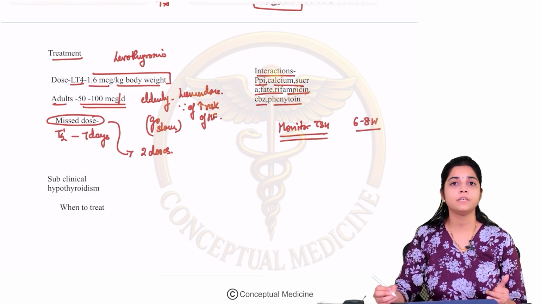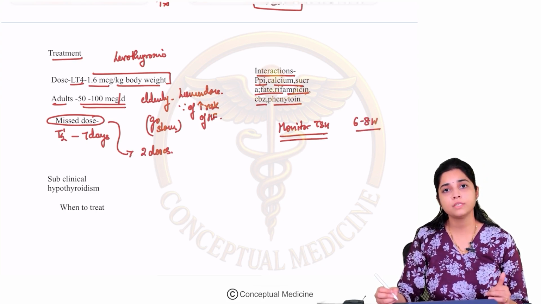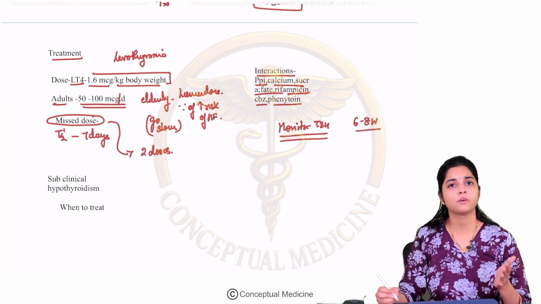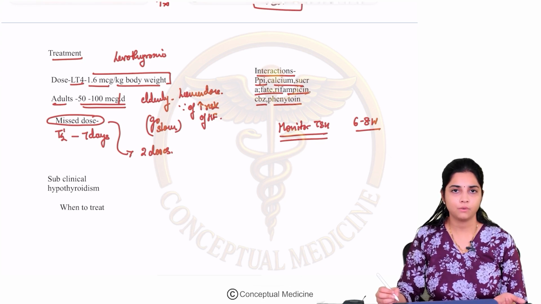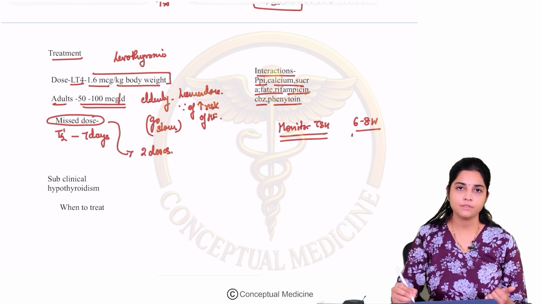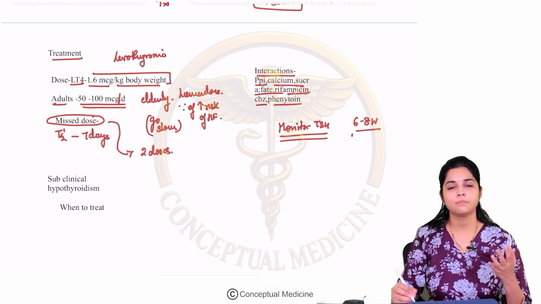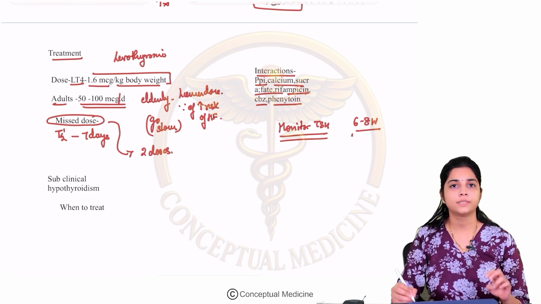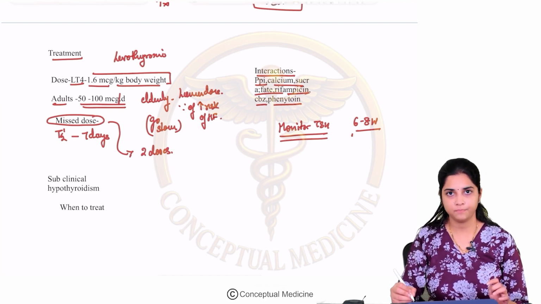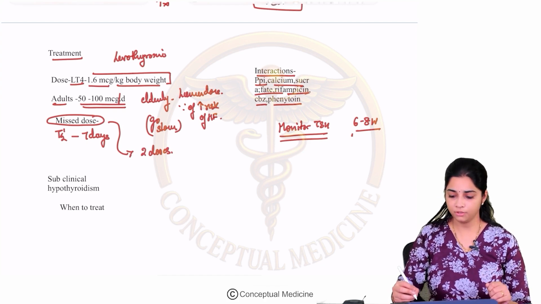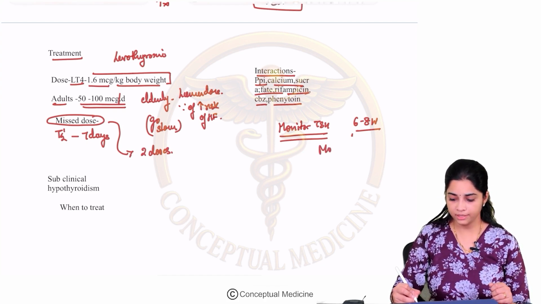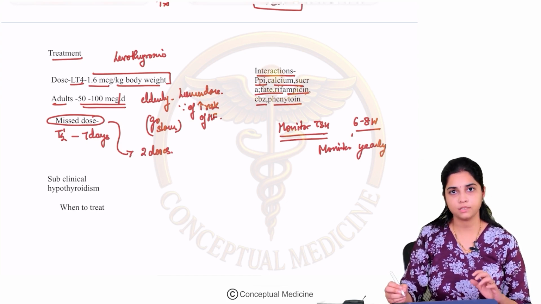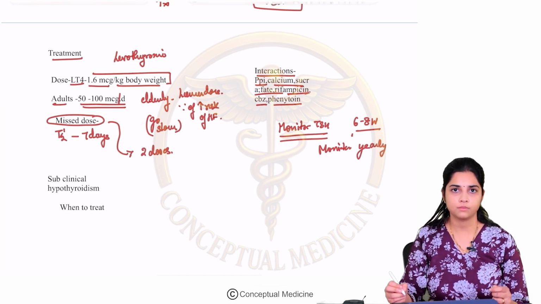After about 6 to 8 weeks of initiation of treatment, you counsel the patient that even after initiating, it will take about 4 weeks for symptomatic improvement. So every 6 to 8 weeks you monitor and adjust the dose, you increase by 12.5 or 25 and so on and so forth until the TSH comes within the normal range. Once the patient is on a stable dose, then you monitor only yearly TSH.